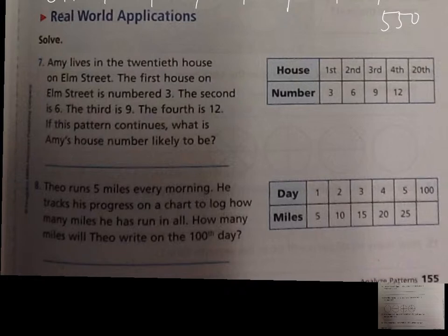Alright, so here's a story problem. And that's to do with patterns. And this is where creating some kind of a grid will help you. It says Amy lives on the 20th house on Elm Street. The first house on Elm Street is numbered 3. The second house is number 6. The third is 9. The fourth is 12. If this pattern continues, what will Amy's house number be? Okay, so you know it goes up by 3 every time, but there's also a way to see it.